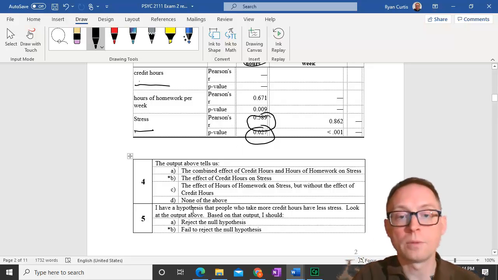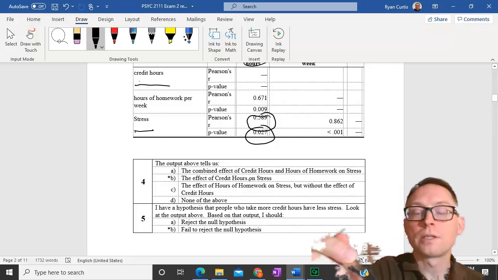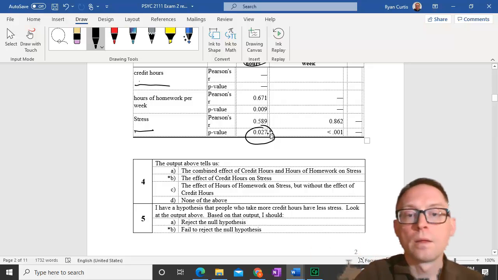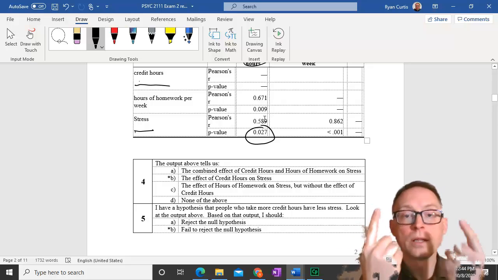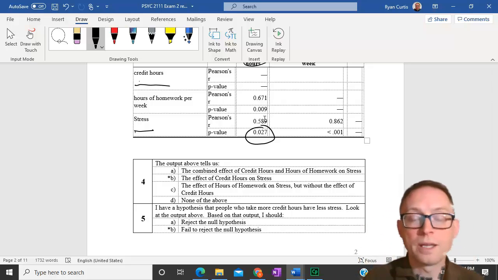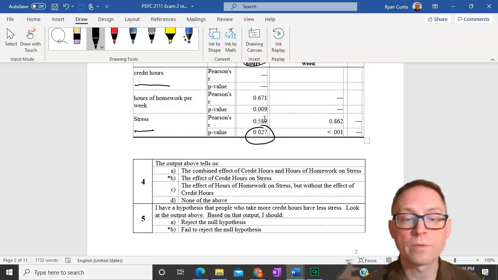The problem is that when you look at this output, the hypothesis says, I believe that people who take more credit hours have less stress. Well, take a look at this right here. Pearson's R is a positive 0.589. That means that as people take more credit hours, they get more stress. That would be a negative. If that was a negative, then we would reject the null. But because it's positive, it's going the wrong direction, we have to fail to reject the null hypothesis.